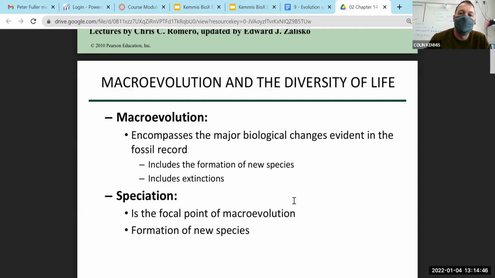And then at the bottom here, we have the definition for speciation. It's basically, if you would take the word species and make it into a verb, this would be it, making a new species, speciation. This is the verb.